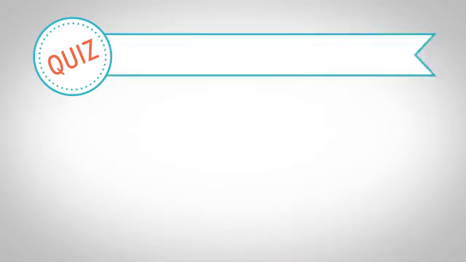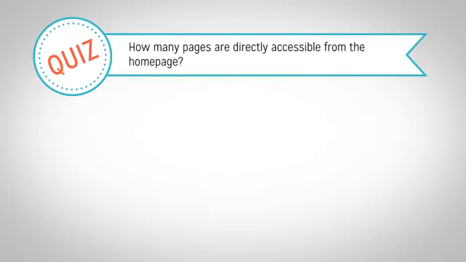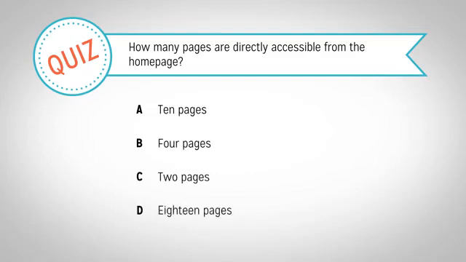You are given a storyboard that has 10 different pages. From the home page, there are 4 arrows that are each pointing to a different page. There are 2 pages that have arrows pointing to the home page. There are 18 total arrows on the storyboard. How many pages are directly accessible from the home page? A, 10 pages, B, 4 pages, C, 2 pages, or D, 18 pages.